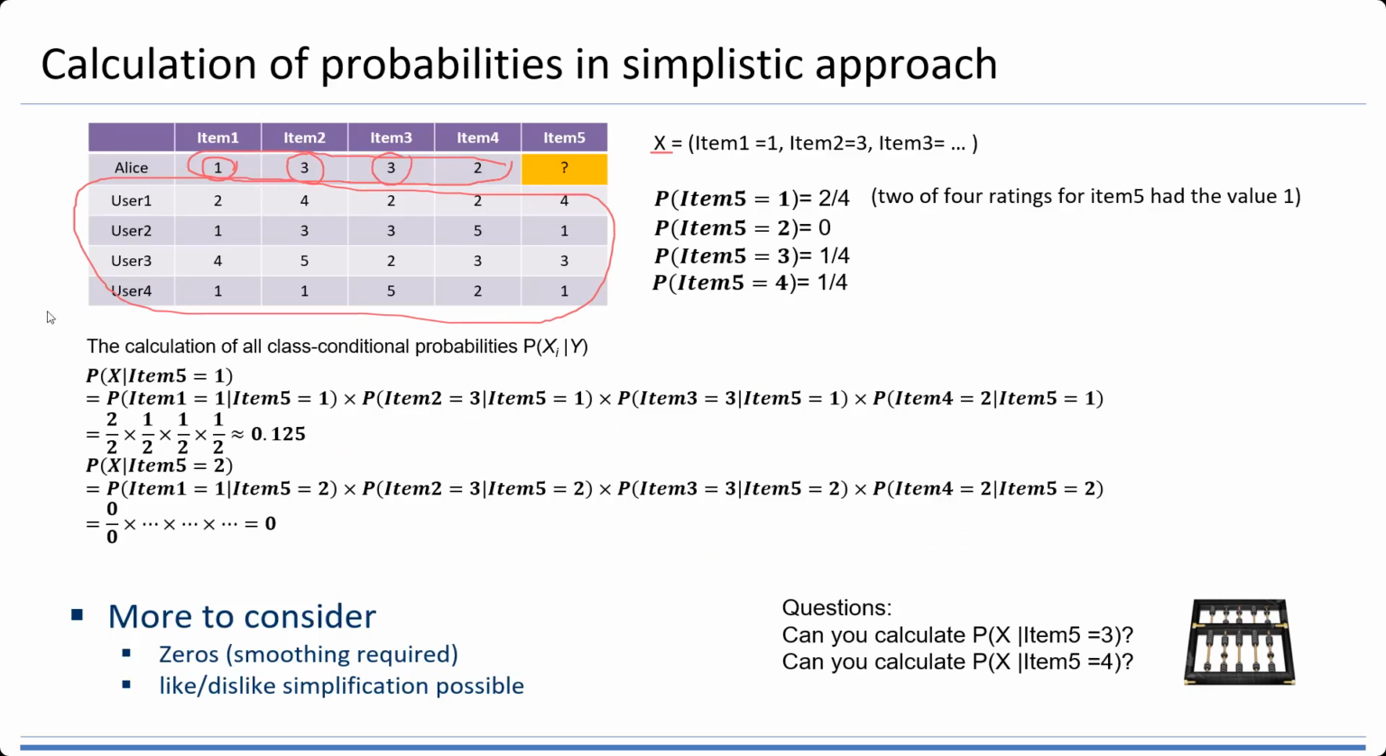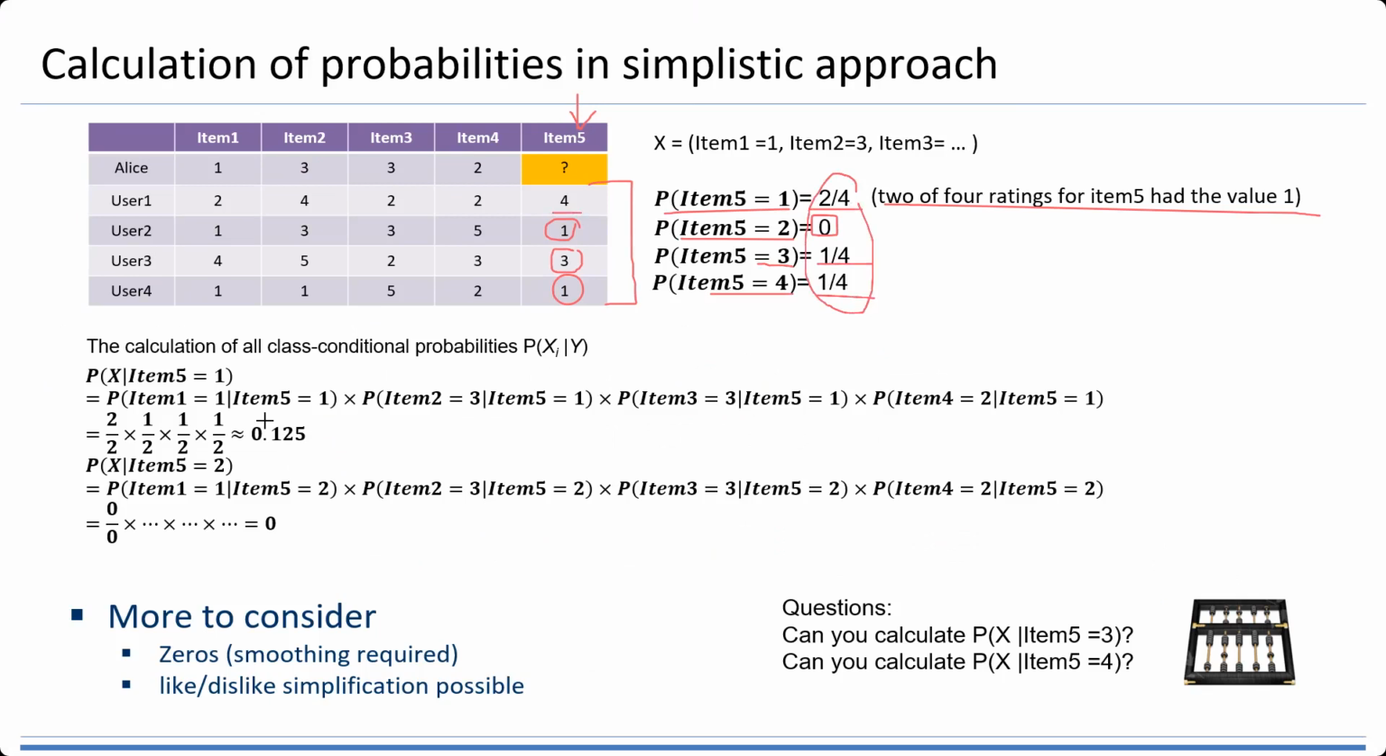Now, based on this existing data, I want to know the probability of each rating. The probability of item 5 equals 1: the probability of item 5 when the rating is 1 is 2 divided by 4, because 2 of 4 ratings for item 5 had the value 1. What about item 5 equals 2? Nothing, so the probability is 0. What is the probability that item 5 equals 3? 1 among 4. Item 5 equals 4? 1 among 4. So the total will be 1.